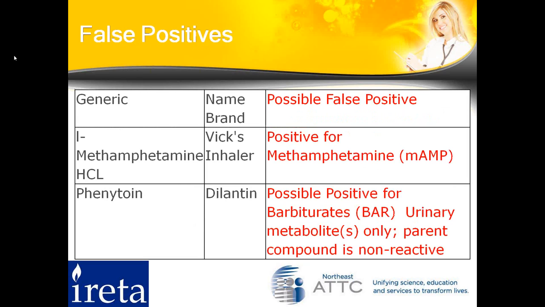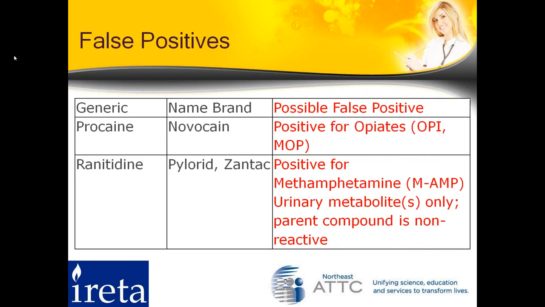The Vicks inhaler, which is that little tube thing that people can put in their nose and sniff to help clear their nasal passages, frequent use of that can cause a positive for methamphetamine. Dilantin can test positive for barbiturates. Novocaine, so if somebody's had dental procedures done, Novocaine can test positive for opiates. Zantac, ranitidine, can test positive for methamphetamines.